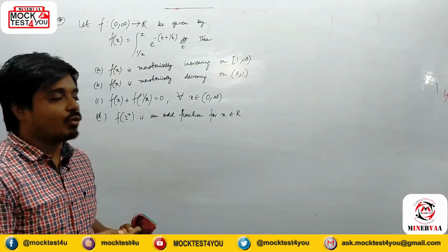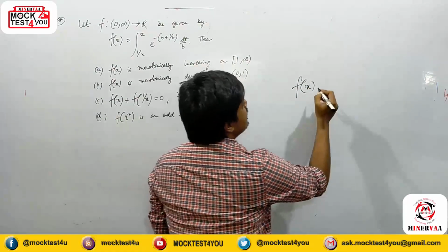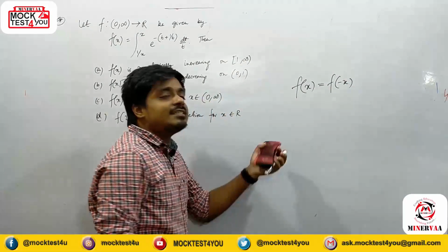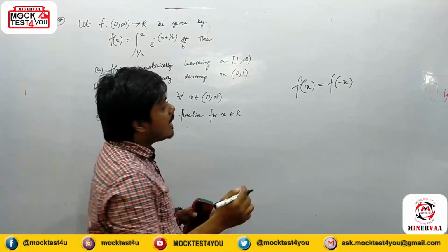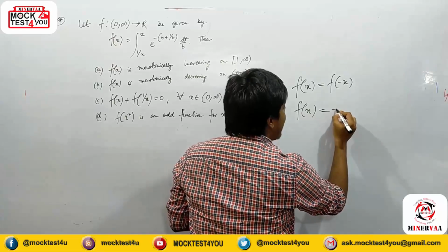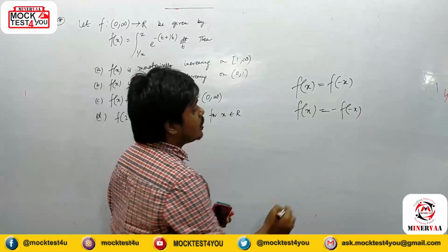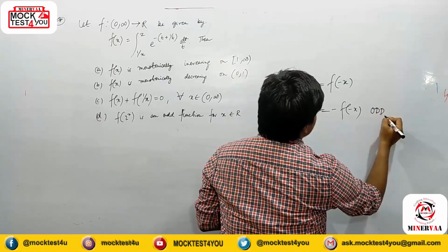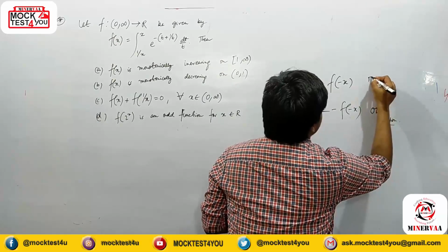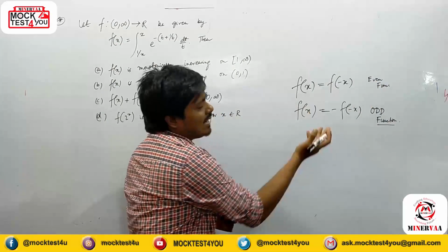No, right? Let me just do it, for those who don't know. So f of x, if it is equal to f of minus x, then this function is known as even function. Now if f of x is equal to minus of f of minus x, then this function is known as odd function. So this one is odd function, and this one is even function. Clear?